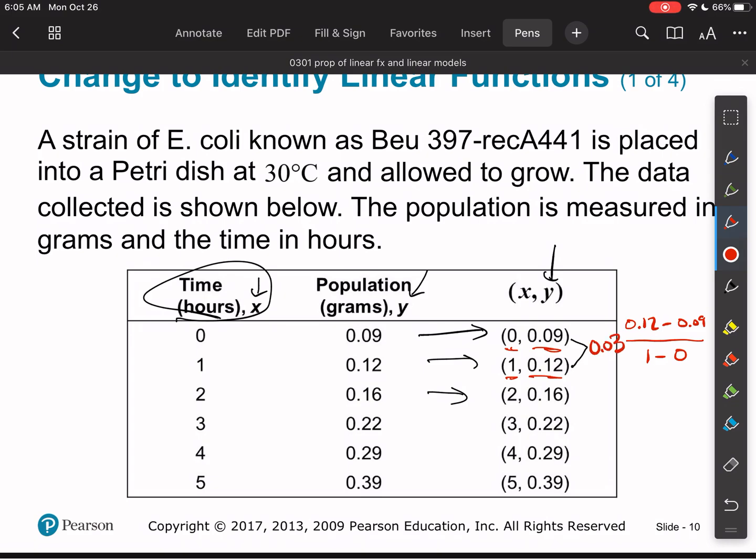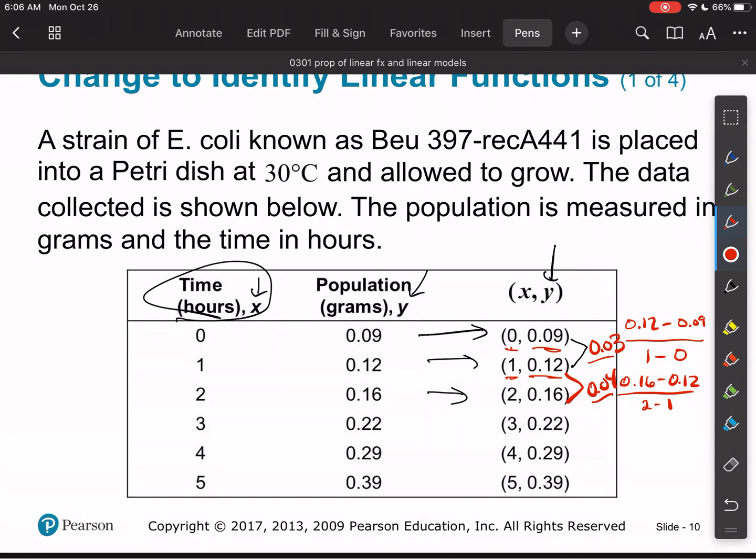What I want to see is, does that change when I go to my next time frame? So for the next one, I would do 0.16 minus 0.12. That's the change in y over the change in x, 2 minus 1. So when I get this, it's 0.04 now over 1. All right, so clearly the rate of change is different between the different time frames. Otherwise, I'd be getting the same number every time.